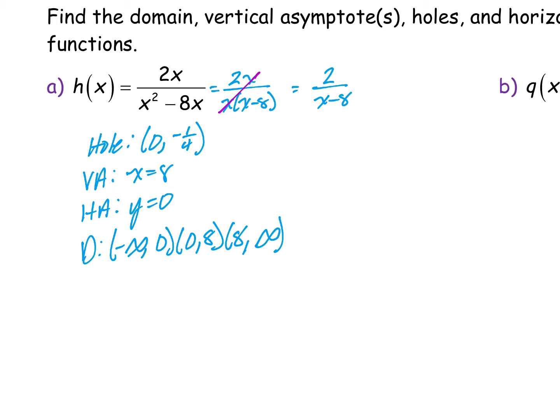No, because horizontal is not going to affect my domain. My domain is my x's, so horizontal doesn't affect your domain. Because I have a hole at 0. So I have a hole at 0 and a vertical asymptote at 8. Probably missed that hole. Yeah. A lot of people miss the hole.